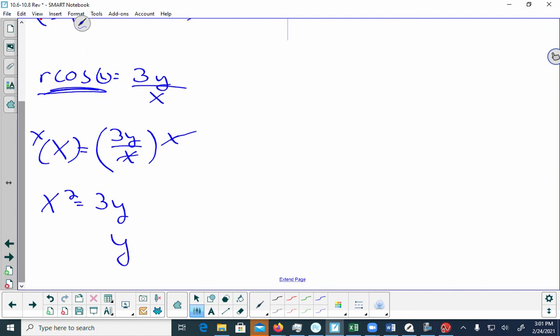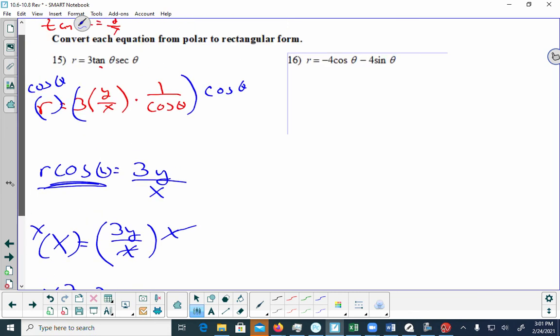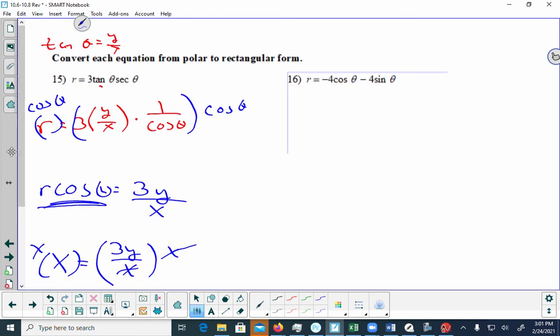Solving for y, I'm going to have y is equal to x squared over 3. And that's my rectangular equation. I got rid of my r's and my thetas and replaced them with x's and y's. So number 16, I'm going to leave the r here for a second.